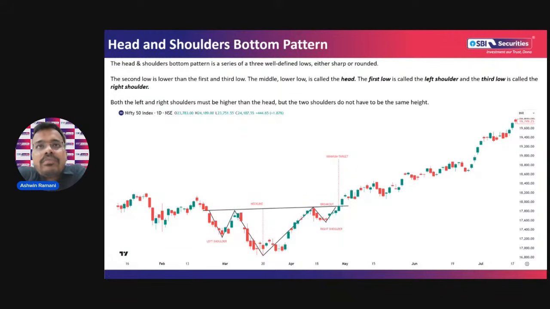So it's slightly complex. Like I said, you need to train your eyes to spot these patterns, and these patterns will only come with practice. The more patterns that you see and the more you train your eyes, the better you get as far as these patterns are concerned. Clear, guys? Is the head and shoulders bottom pattern clear?